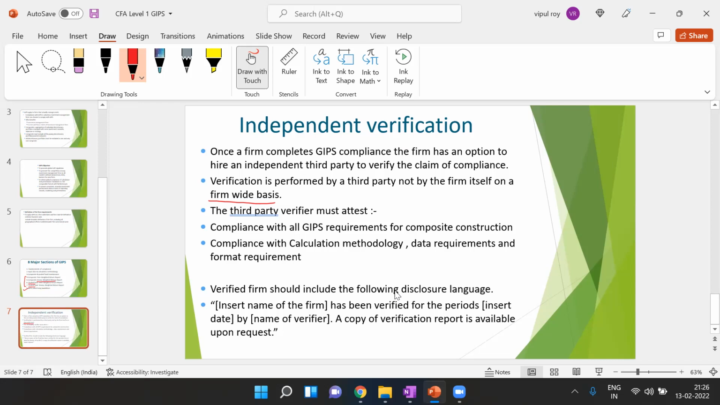As far as CFA level 1 is concerned, they have not gone in depth as far as GIPS is concerned. So if you remember all these points, this is more than sufficient to answer questions in CFA level 1.